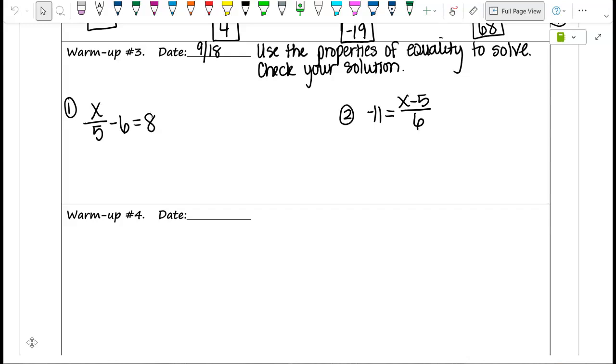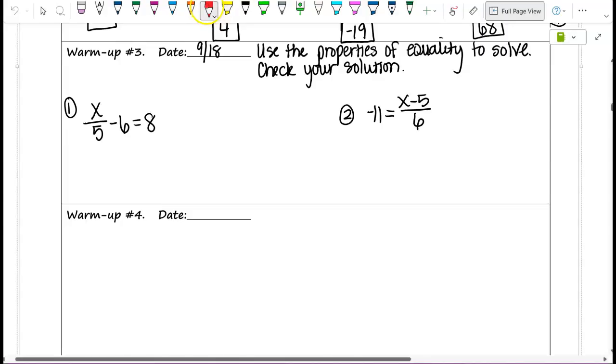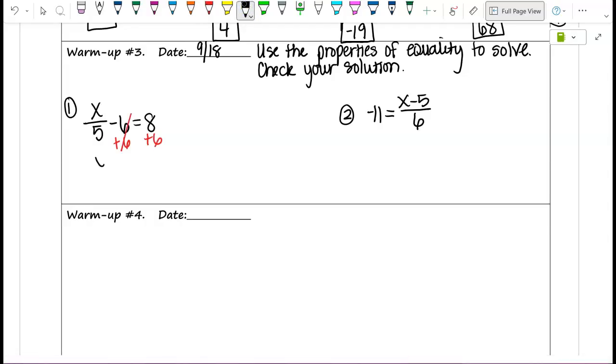Problem number one is x divided by 5 minus 6 equals 8. The entire side is not a fraction, which means I need to undo my addition or subtraction first. So on this one, we should be adding 6 to both sides to start, which leaves us x divided by 5 equals 14. Now I can undo my division with multiplication. So we should have gotten x equals 70.